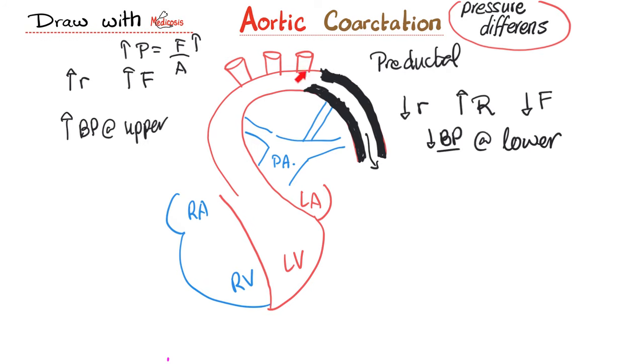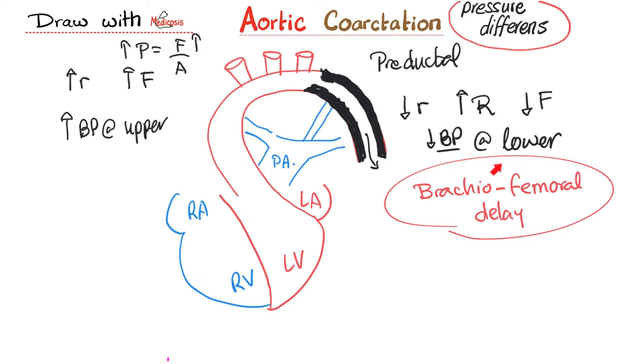Next, let's feel the brachial pulse upstairs, and let's feel the femoral pulse downstairs. Which one is gonna happen sooner? Of course upstairs, because we have more blood and more pressure. So we will bring more blood to the upper part of the body faster, and less blood to the lower part of the body, and it's gonna take longer. What do you call this? This is a phenomenon known as brachio-femoral delay. Another key feature of coarctation of the aorta. So for coarctation of the aorta, remember pressure difference and brachio-femoral delay.